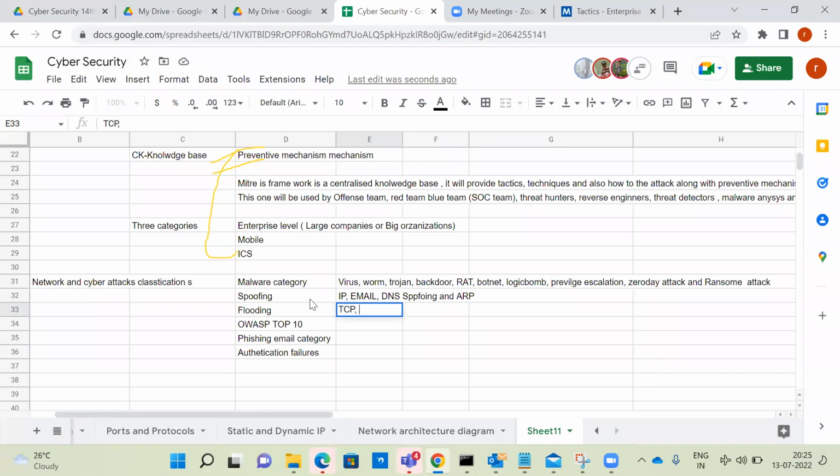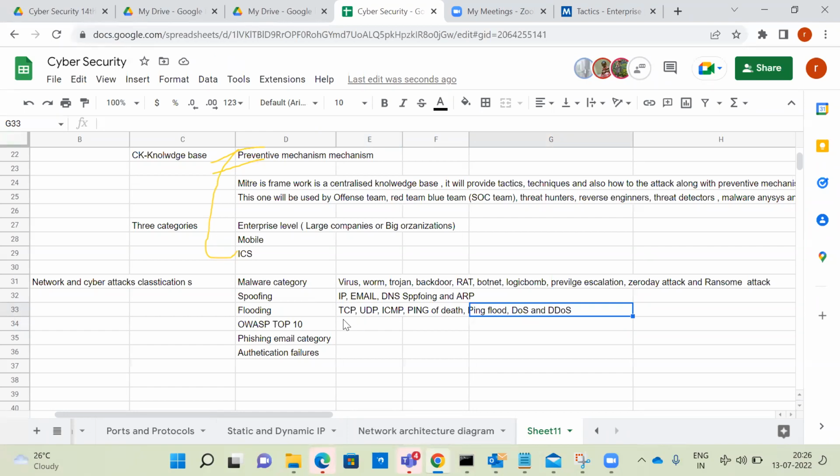So flooding category, like TCP, UDP, ICMP. Yesterday we were discussing ICMP ping flood. Next one is ping of death, finger, and ping flood attack. Next one, DOS and DDoS. It's a very, very important tentative question. Yesterday I was attending one interview. They asked about this one only: DOS and DDoS. What is DOS and how can we prevent it?